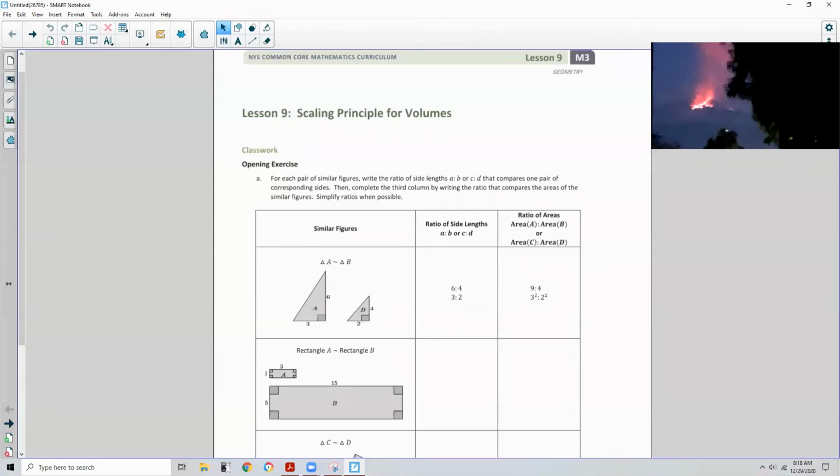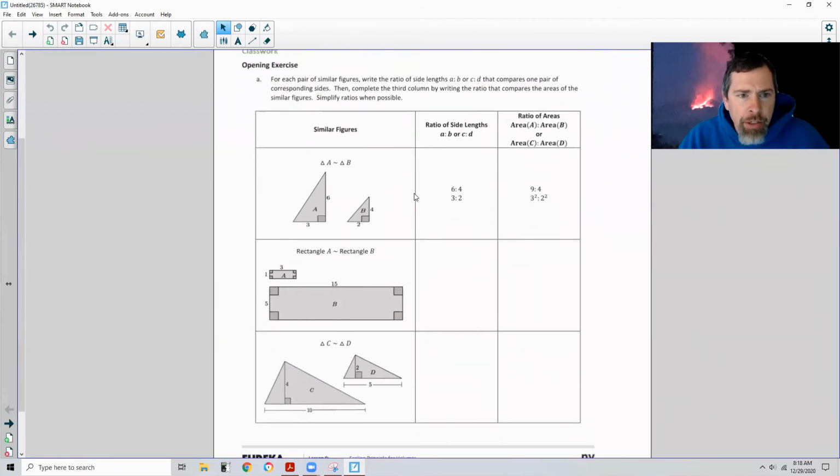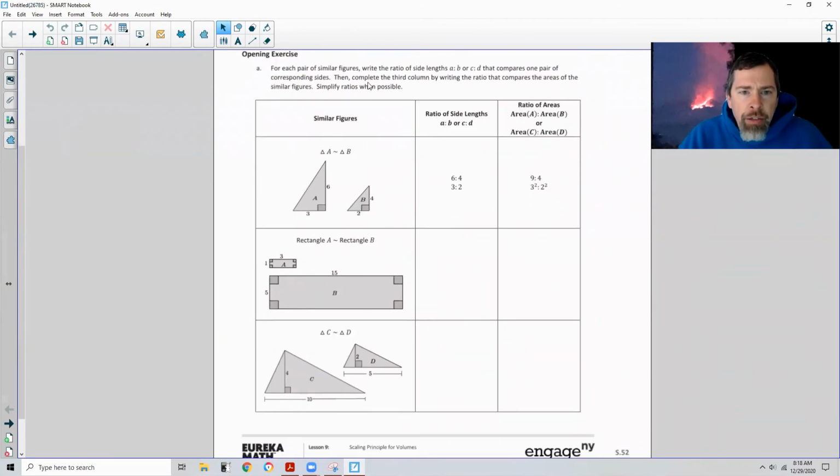Okay, lesson 9, Scaling Principle for Volumes. Classwork opening exercise A. For each pair of similar figures, write the ratio of side lengths A to B or C to D that compares one pair of corresponding sides. Then complete the third column by writing the ratio that compares the areas of the similar figures. Simplify ratios when possible. So they want us to reduce.